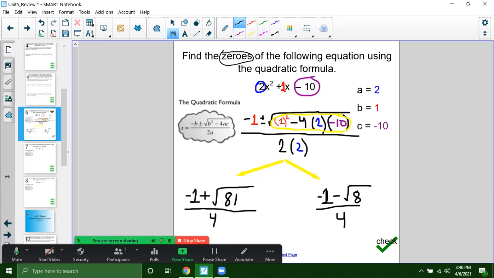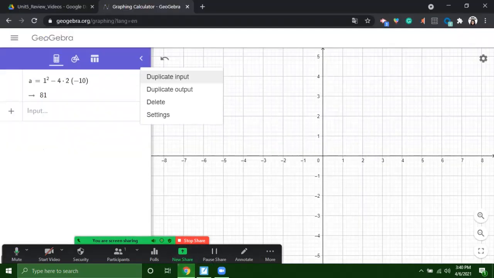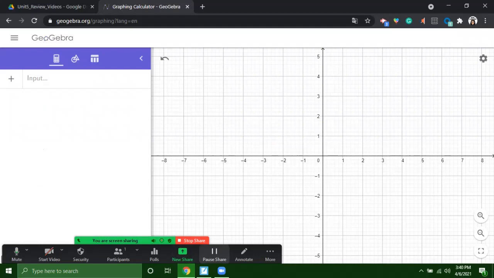And some of you may already know that because this is radical 81, it simply means the answer will be 9 if we were to eliminate the radical, because 9 times 9 gives you 81. All right, next. What you're going to do next is simplify it. Again, you can just put it on GeoGebra like Ms. Hernandez has taught you. So I'm going to delete this.